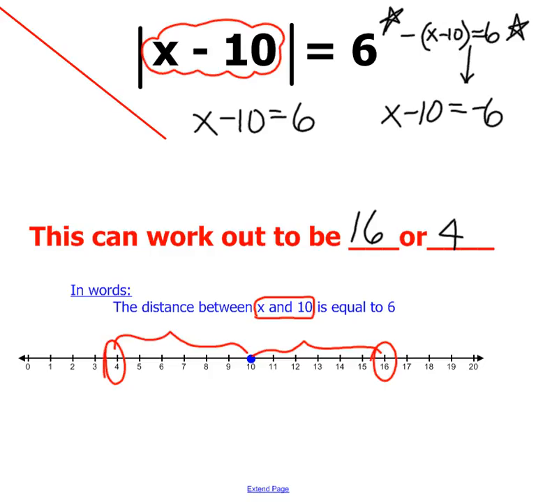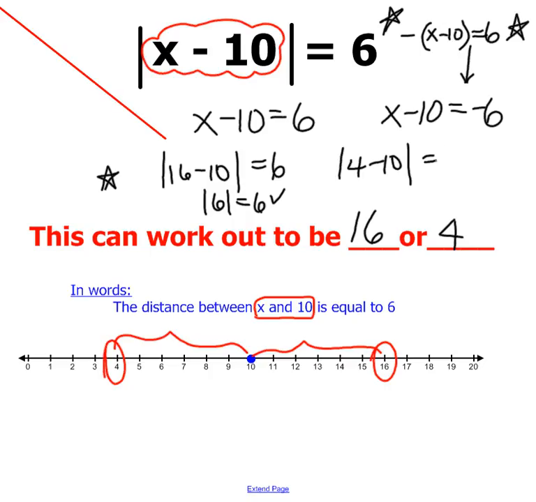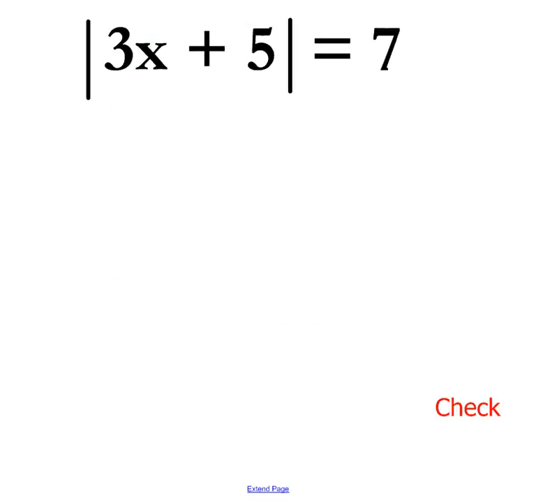It is actually essential that you check your absolute value equations, and you'll see why in a couple minutes. So if I check the 16, 16 minus 10 equals 6. Yes, the absolute value of 6 is 6. And in this case, I get 4. So 4 minus 10 is negative 6. The absolute value of negative 6 is 6.